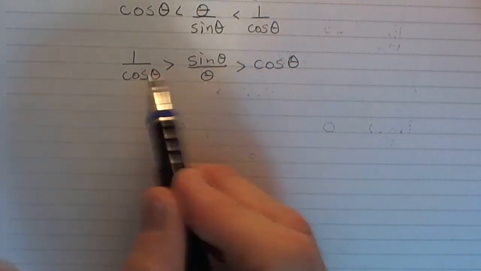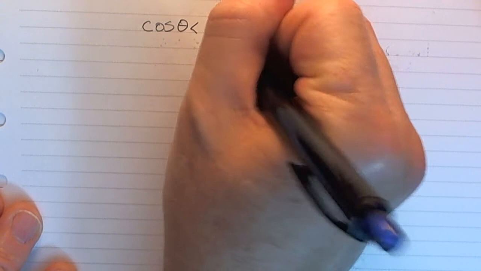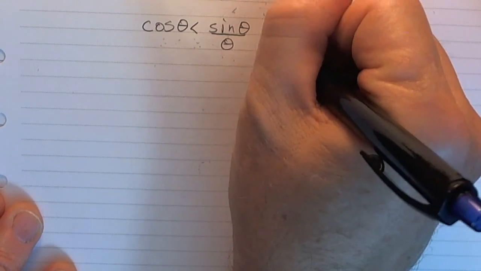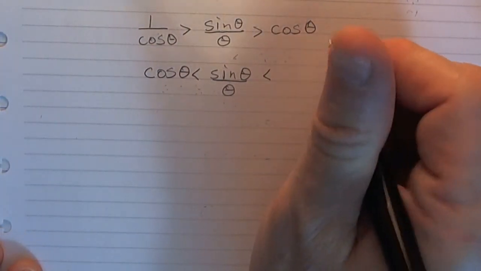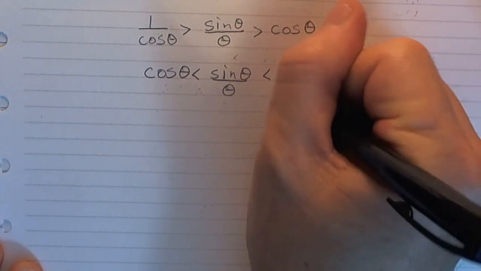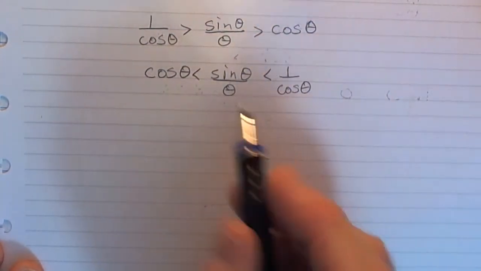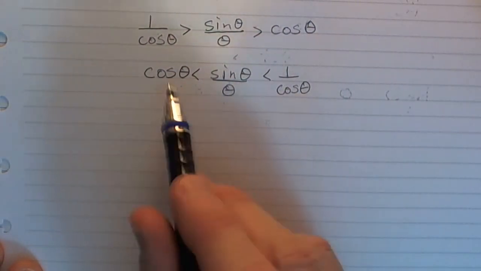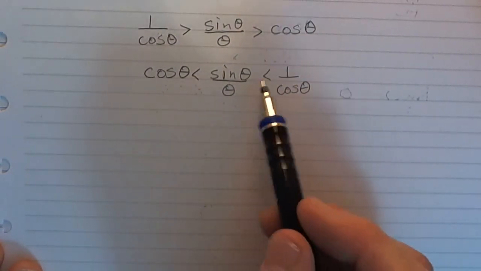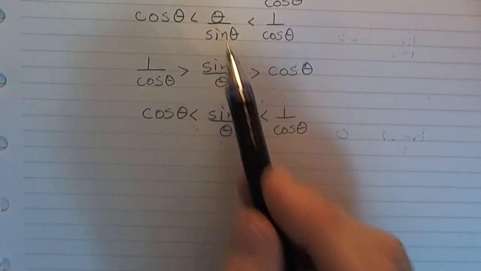Now, let me do smallest to greatest. Let me just rearrange these a little bit. I've got cosine theta less than sine theta over theta less than 1 over cosine theta. See, the inequalities are pointing at the right thing, so I just changed directions a little bit. Notice, we ended right back up where we started before we flipped it. So that's cool, it worked out.